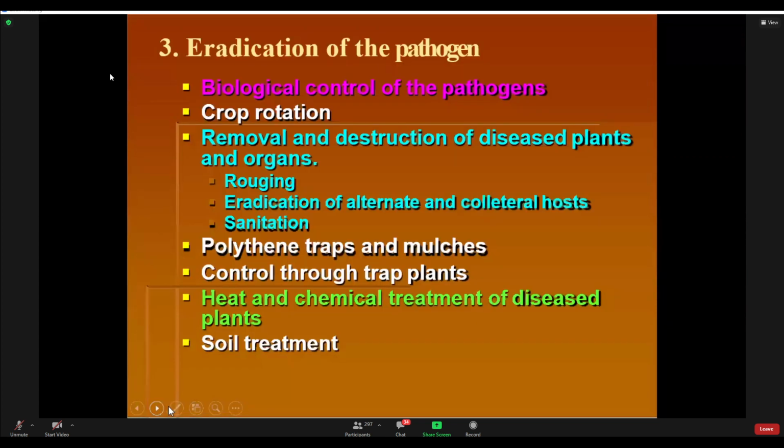Then the third principle we call eradication of the pathogen. Eradication means complete destruction of the pathogen from a particular area we are talking about.